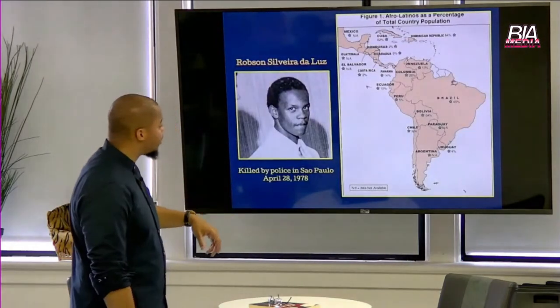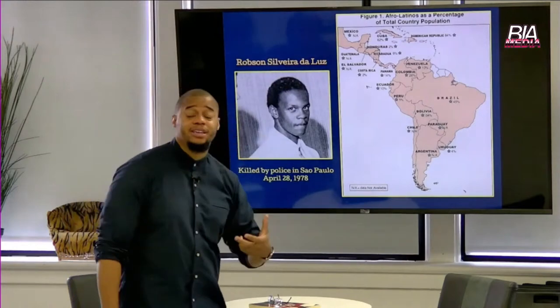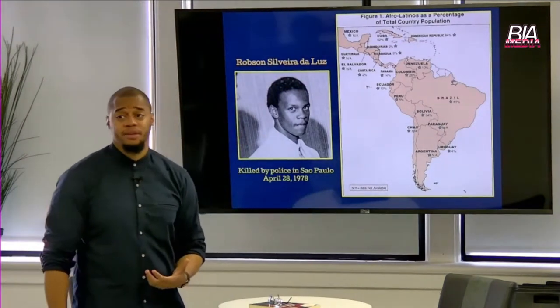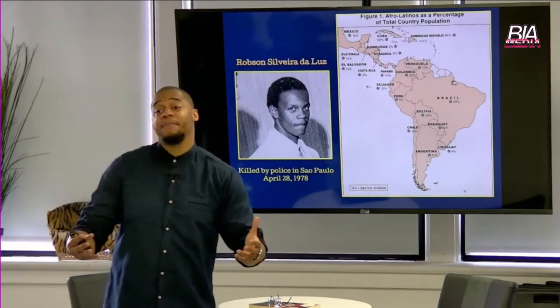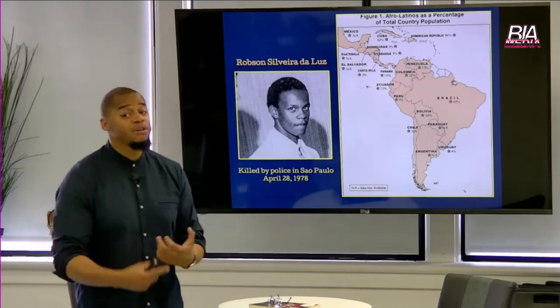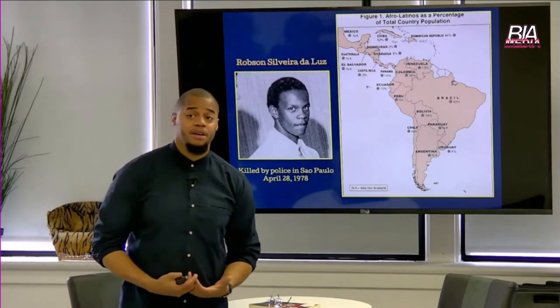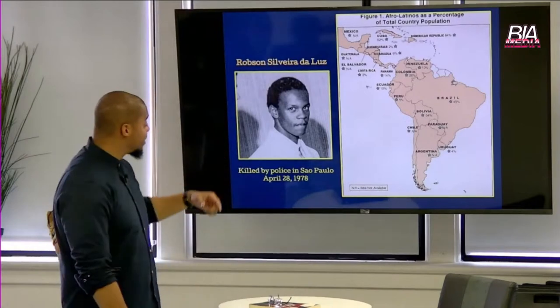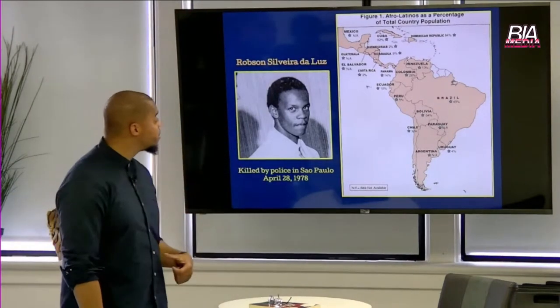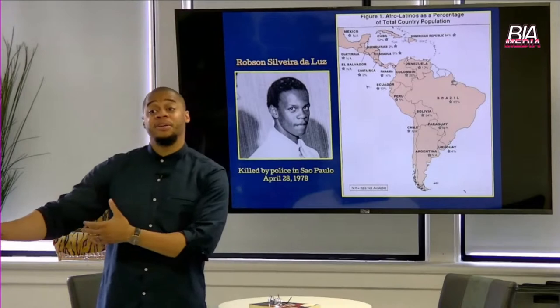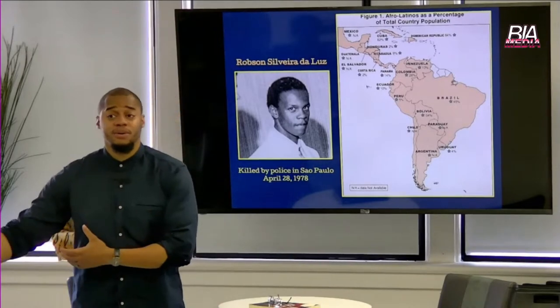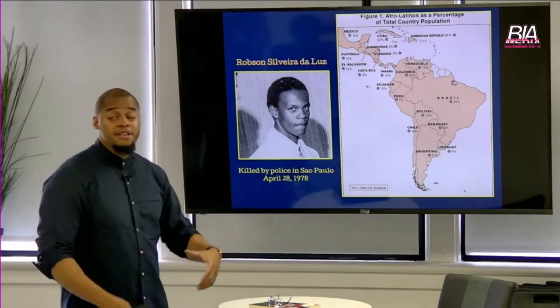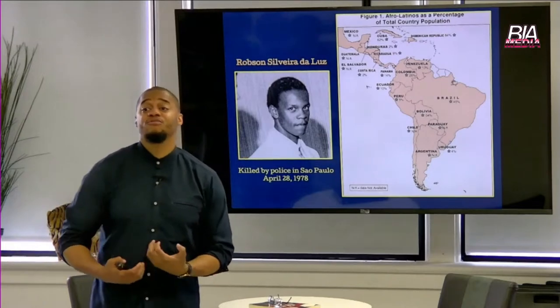I won't read that entire quote. It's moving in Brazil, the country with the most black people outside of Nigeria. They're having their own black consciousness movement. A lot of it was sparked by the killing in 1978 by Robson Silva de Luz. Just like a lot of things happened in 2020 after the killing of George Floyd, when the police killed this brother, the black Brazilian population was remobilized.